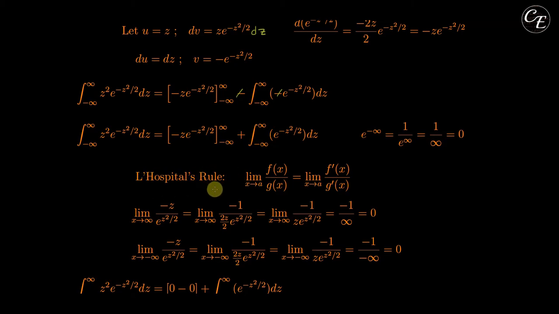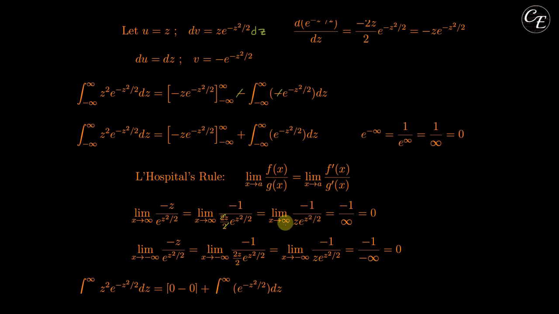In L'Hospital's rule, the limit of f of x divided by g of x as x approaches a is equal to the limit of the derivative of f of x divided by the derivative of g of x as x approaches a. Then to apply this rule, let us rewrite this one as x approaches positive infinity. Then the derivative of negative z is negative 1. Then the derivative of this one, for the derivative of the exponent, we have 2z over 2. Then e raised to z squared over 2. Then we can cancel out 2 and 2. So we have z e raised to z squared over 2.